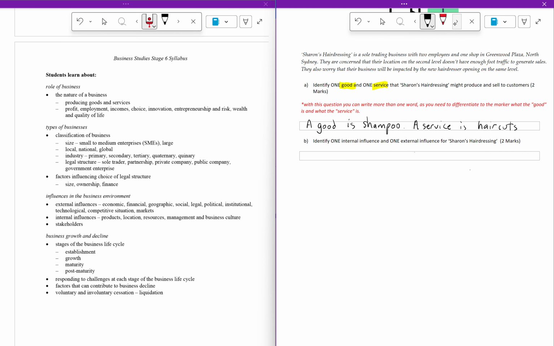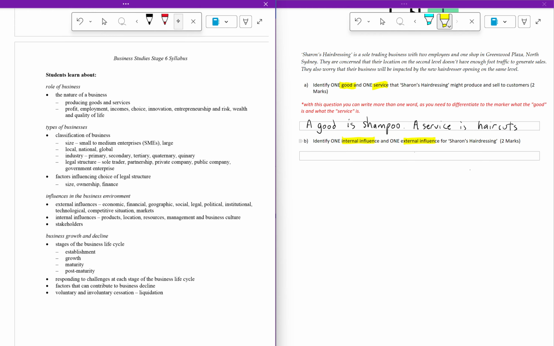Same process for this next one. Let's read the question, find the syllabus dot point, and then see how that's going to help us by applying a stimulus. So it says identify one internal influence and one external influence. Now they come from this area on the left, external and internal influences. So we need to find there what the syllabus dot point is and how it matches with the stimulus.